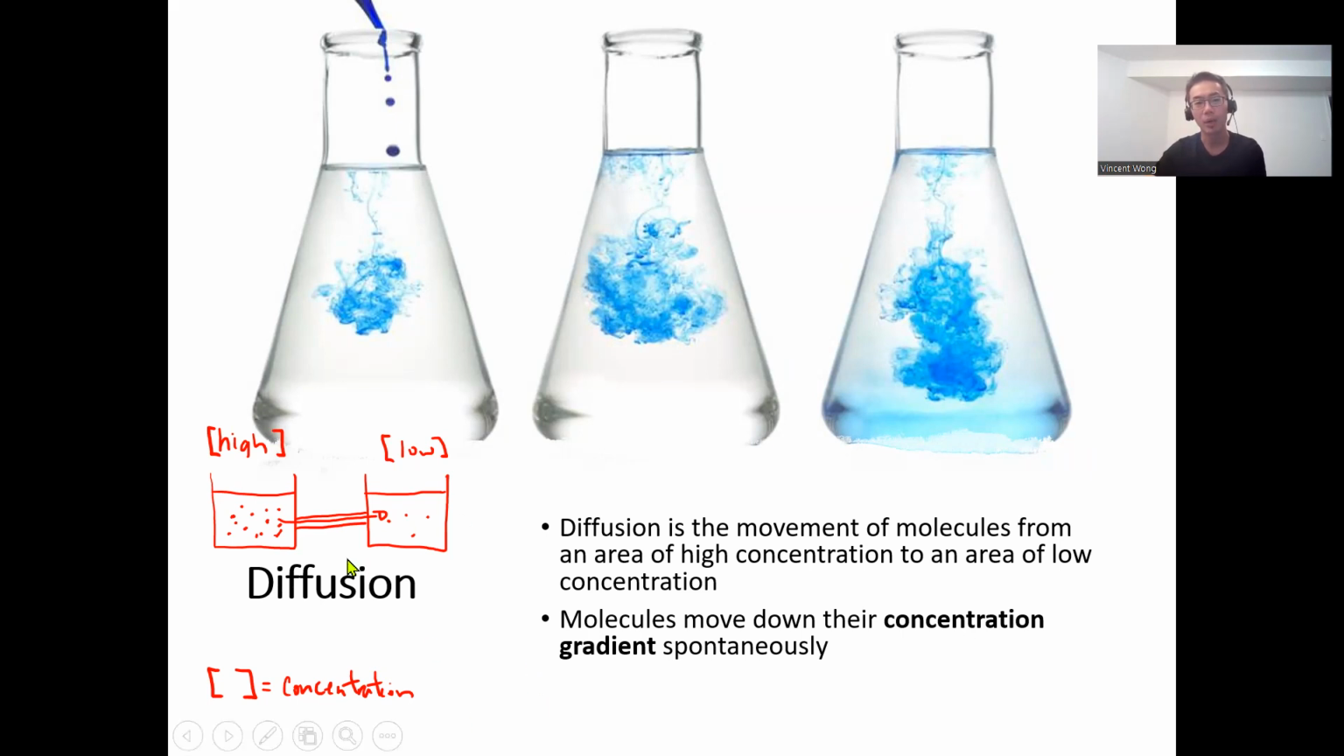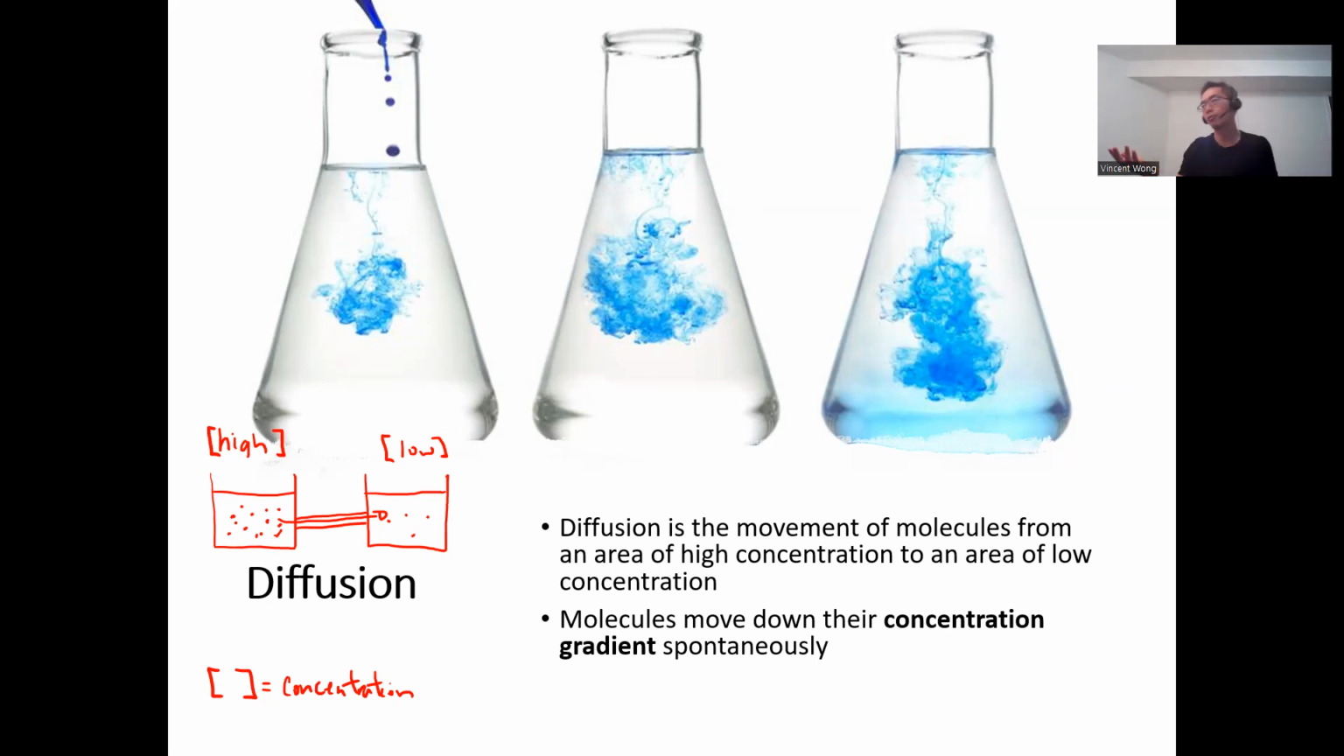All right. A way to visualize this is, for example, we add a few drops of dye into the beaker, and the dye is very concentrated, and then there are no dyes elsewhere in the beaker, and so the dye will naturally spread out, right, from areas of high concentration to areas of low concentration. And if you just let it sit there for some time, eventually it will fill up the entire flask, right? So that is what we call diffusion.